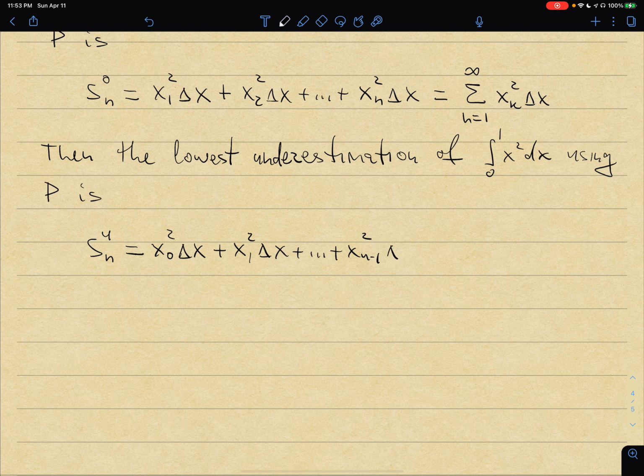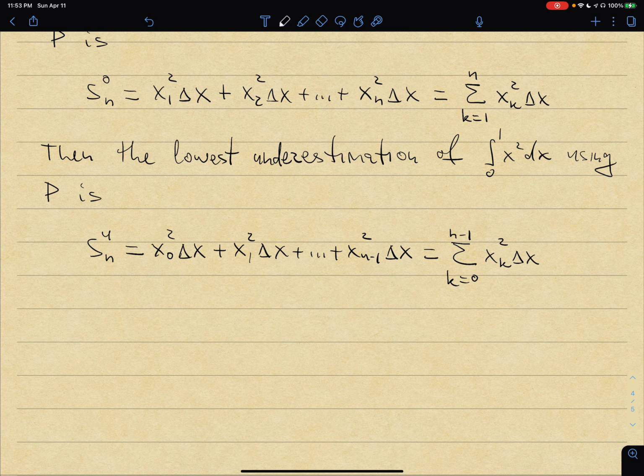squared times delta x. And again, by using the sigma notation, then this is a sum and starts from 0, goes, and by the way, my formula before was bogus, because the index is k, so k starts at 1 and ends at n. So here, k will start from 0 and end at n minus 1. And then I have again xk squared times delta x.